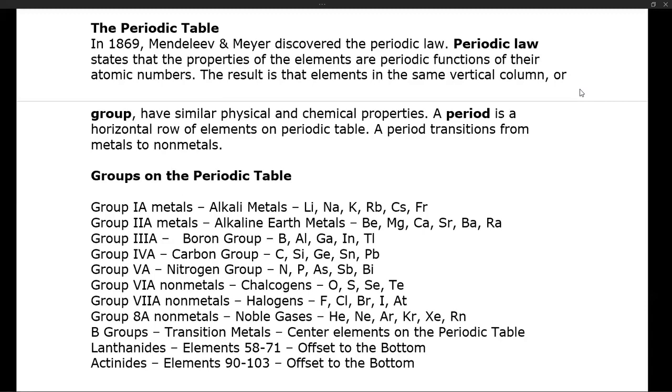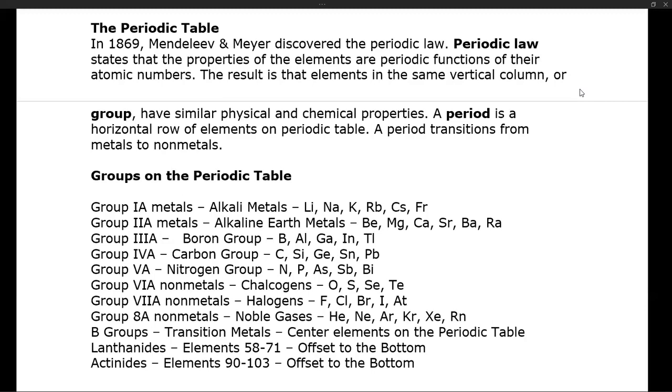Alkaline earth metals: beryllium, magnesium, calcium, strontium, barium, and radium. The heavier ones do react with water. Calcium on down will react with water a little bit as well. Group 3A is your boron group, so boron, aluminum, gallium, indium, thallium. Carbon group is group 4A: carbon, silicon, germanium, tin, lead. Nitrogen group: nitrogen, phosphorus, arsenic, antimony, bismuth. Group 6A is sometimes called chalcogens, particularly in organic chemistry: oxygen, sulfur, selenium, tellurium. Group 7A are your halogens: fluorine, chlorine, bromine, iodine, astatine.